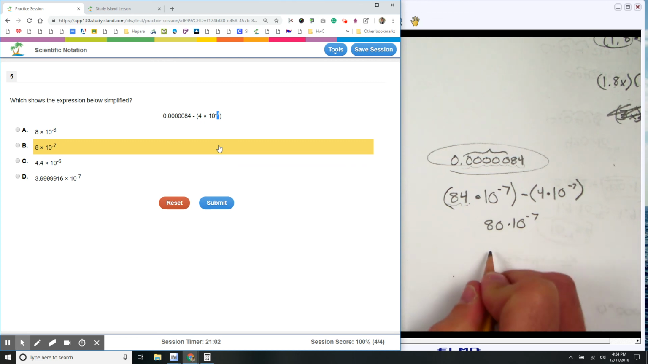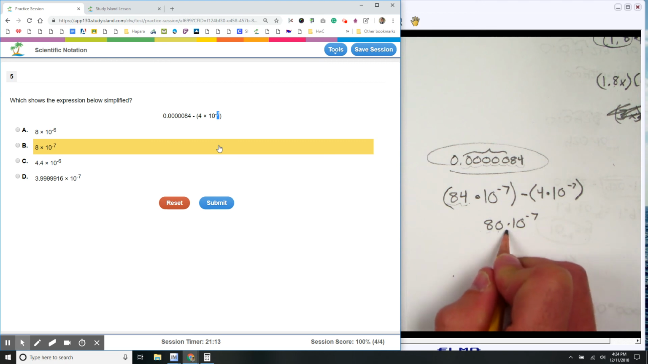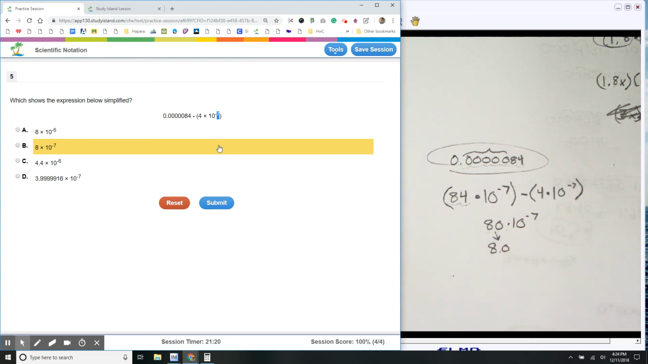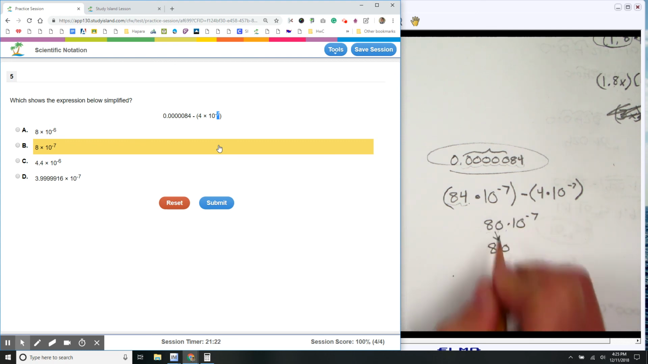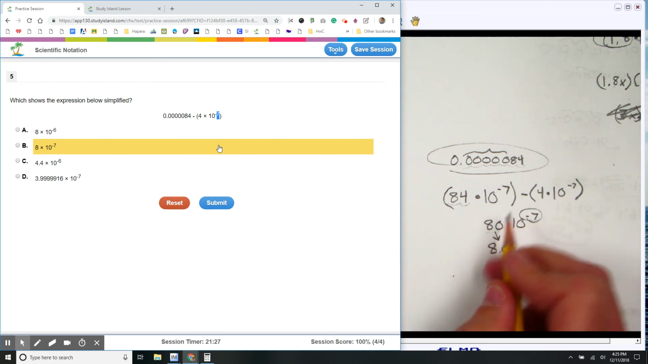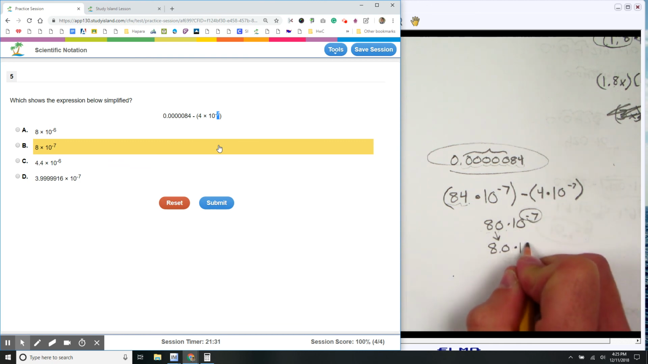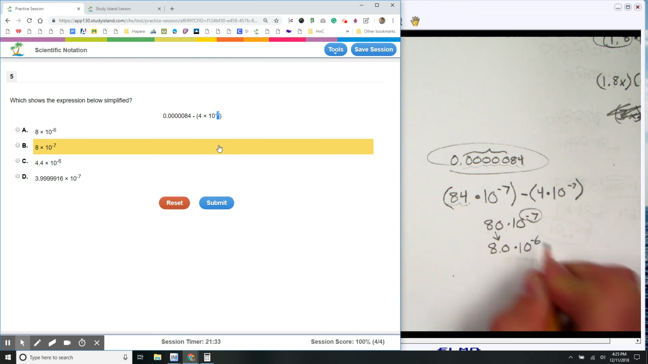Remember, scientific notation is a single digit and then a decimal point. This 80 is 2 digits and then the imaginary decimal point. So I have to turn 80 into 8.0. I just made this 10 times smaller. I moved it 1 decimal place, so it's 10 times smaller. That means my exponent, I have to make it so that when I'm multiplying by, it's 10 times bigger. So I'm going to say times 10 to the just negative 6th now.